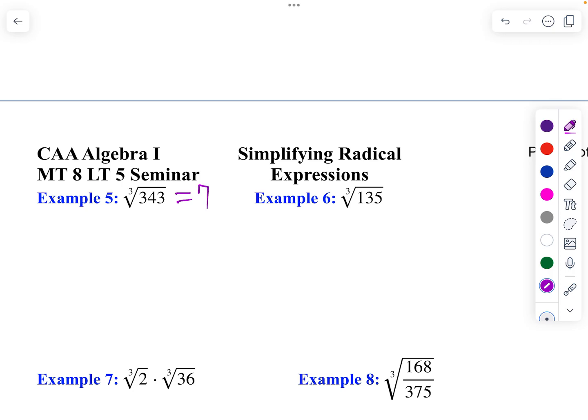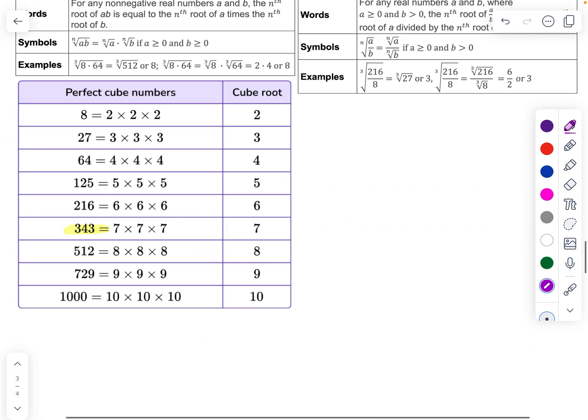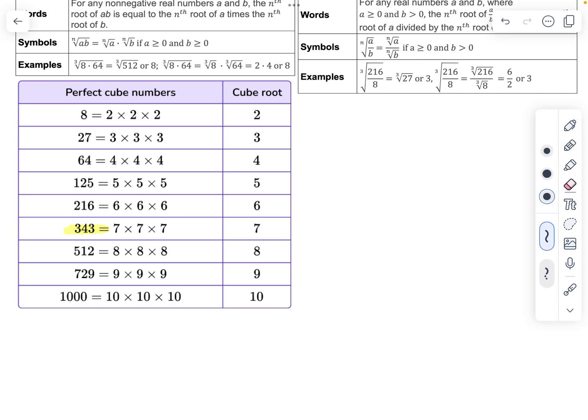How about 135? Well, the difference now is 135 is not a perfect cube, is it? 125 is, but that's not 135. So let's look at numbers less than 125. Does 64 go into 135? No. Oh, but 27 does.